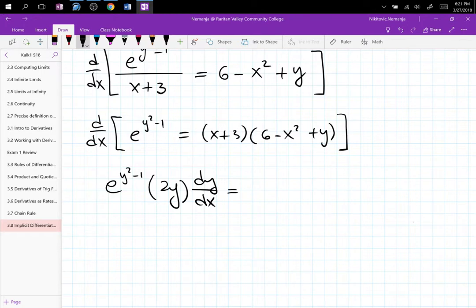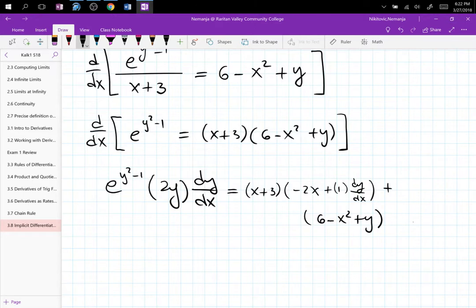Equal, and now we go copy the first, x plus 3, times the derivative of the second. Well, derivative of 6 is 0, derivative of negative x squared is negative 2x, the derivative of y is 1 times dy dx. So this is copy the first times derivative of the second, and now plus copy the second, which is 6 minus x squared plus y, times the derivative of the first, which is just 1.